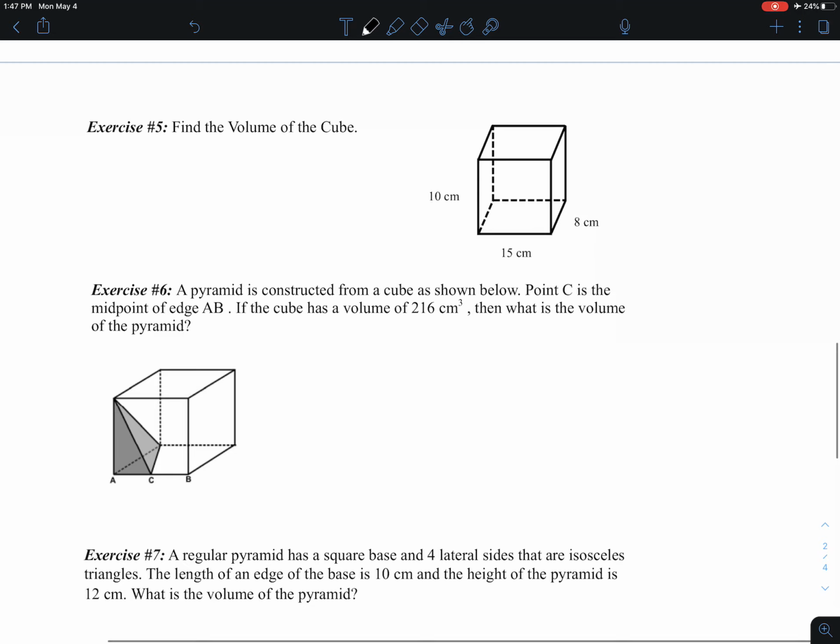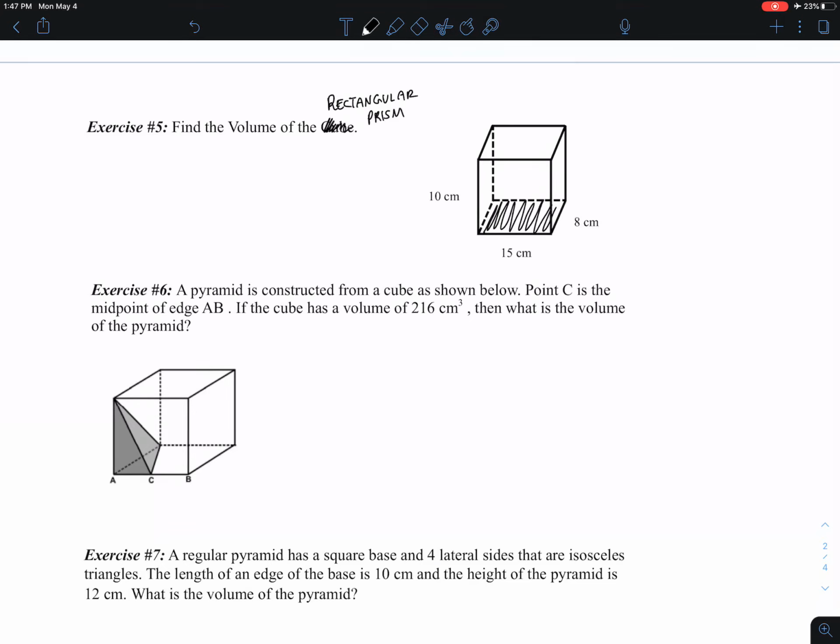So let's take a look at number 5. It says find the volume of the cube. This is going back to just regular prisms, okay? Volume of a cube, well, I don't know why it says cube and gives you these dimensions. It's clearly not a cube. It's a rectangular prism. If it was a cube, everything would be the same, all the numbers. Anyway, I don't know why that said that. So we're going to find the volume of this thing.